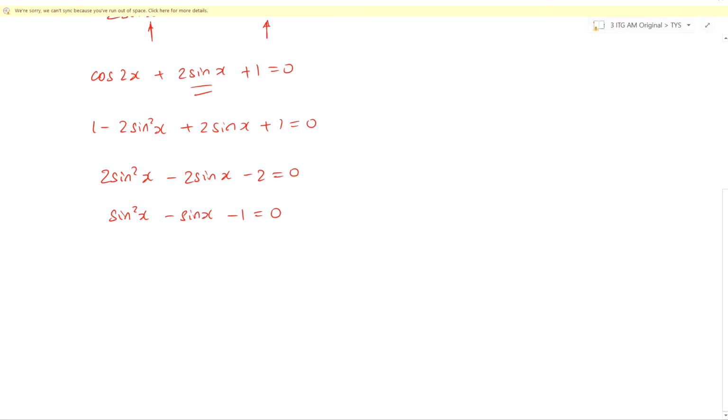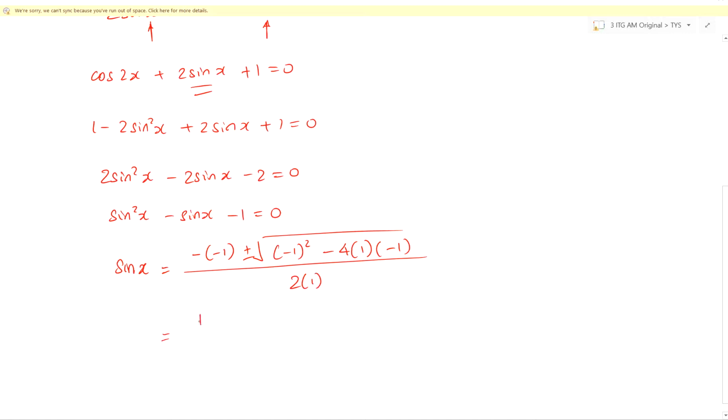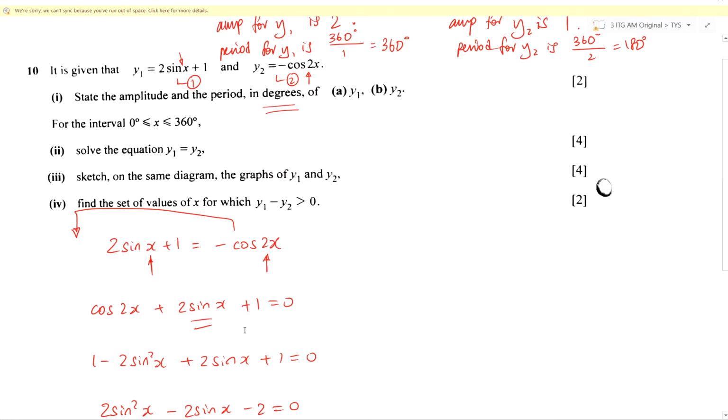So unfortunately, this quadratic equation cannot be factorized. So we're going to have to use the quadratic formula, which will result in sine x equals to negative b over here, which is b value of negative 1, plus minus square root b square, so negative 1 square, minus 4 times 1 times negative 1, over 2 times of a. So working this out, we have 1 plus 4, square root 5 over 2. They did tell us about the range. Okay, so x has an interval of between 0 to 360.